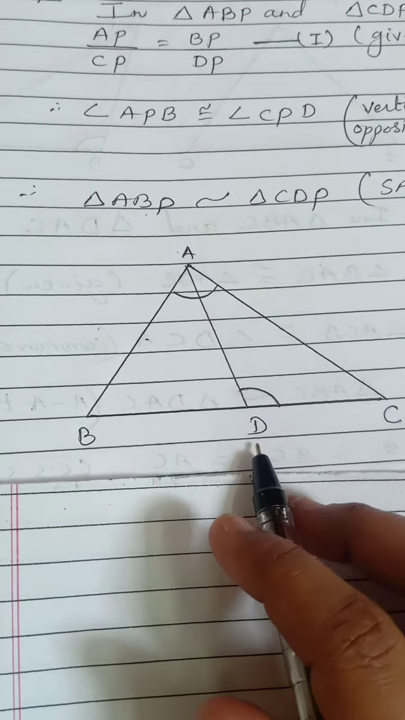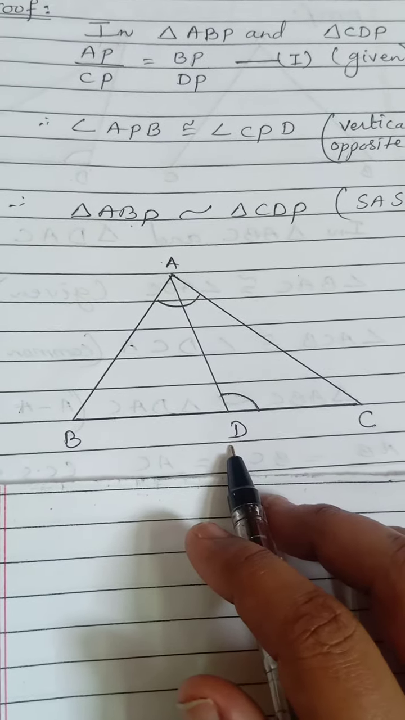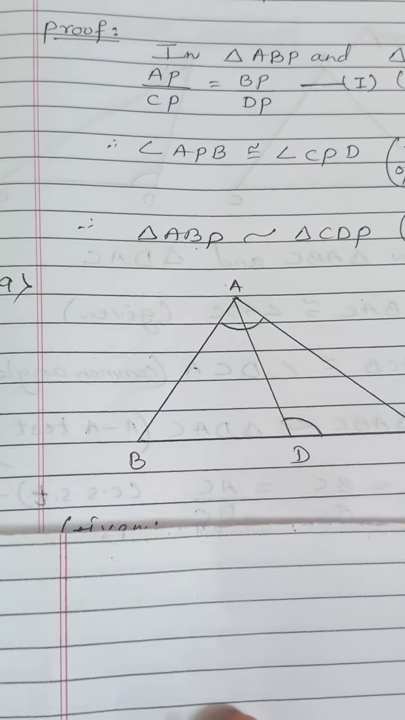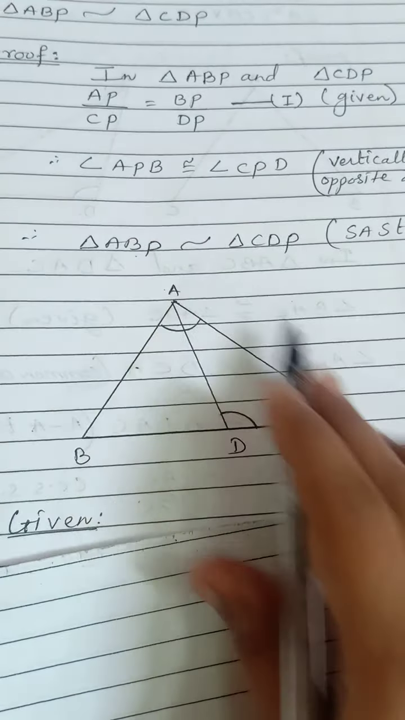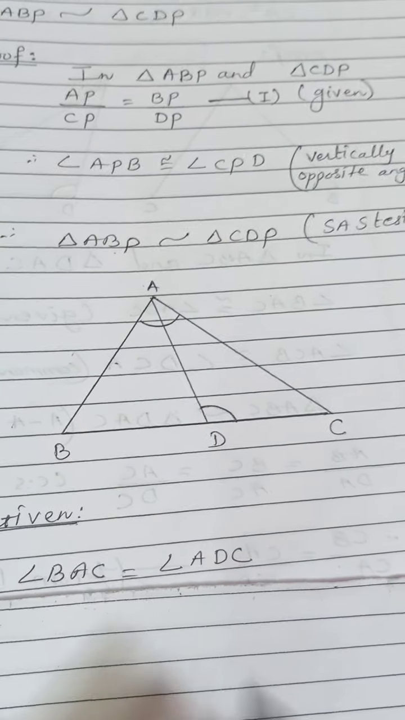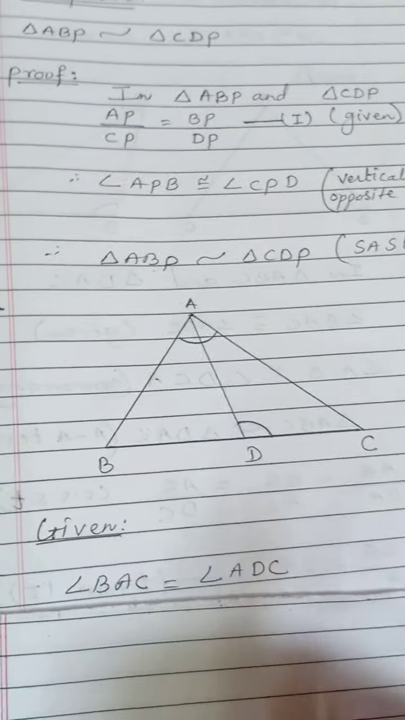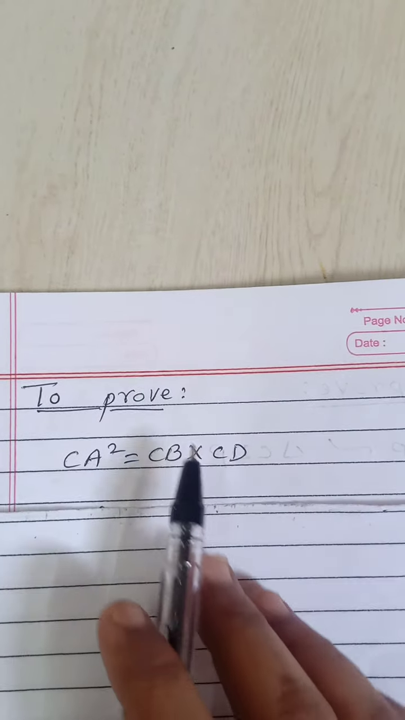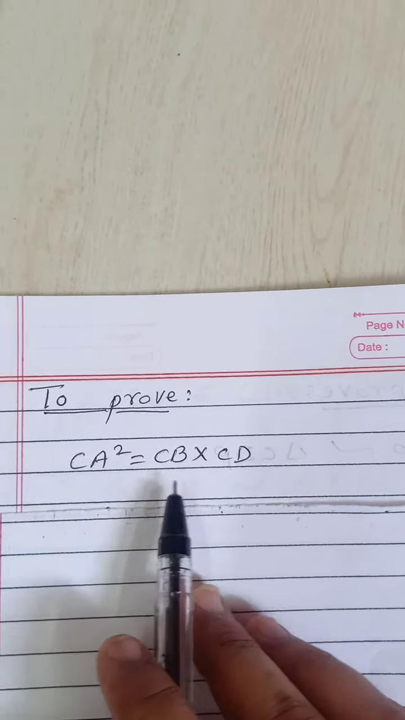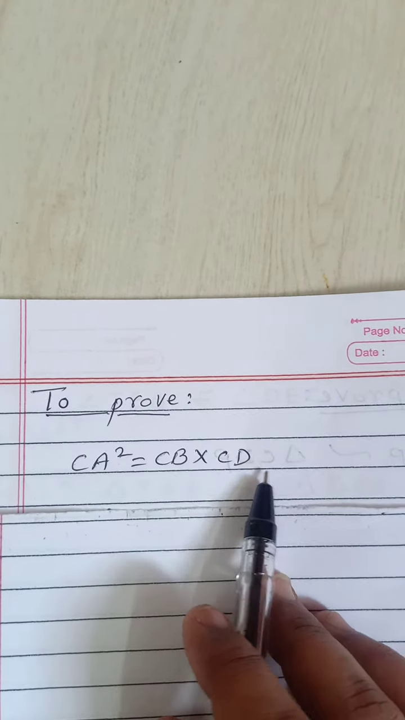So here I have taken the same figure which is given to us in the textbook. Then we will write the given. So I have written the given that angle BAC is equal to angle ADC. After given, now we have to write to prove. So the to prove is CA square is equal to CB into CD.